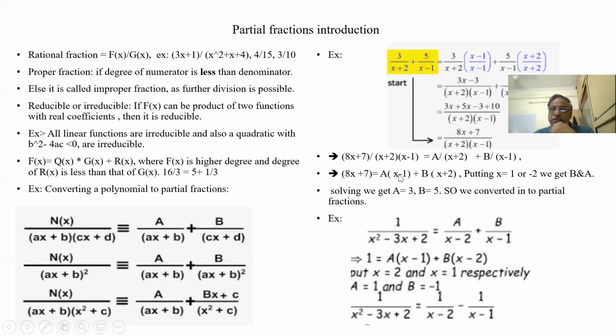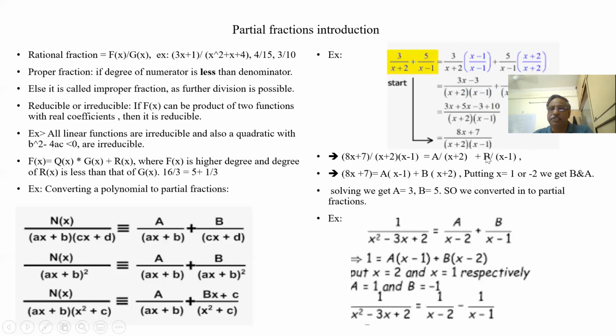If I put x as minus 2, B will be 0. So minus 2 minus 1 is minus 3, and 8 twos are 16: minus 16 plus 7 is minus 9, divided by minus 3, so A is 3. Both are minus, so that way we can get A and B. So what has it become? 3 by x plus 2 plus 5 by x minus 1. See here, 3 by x plus 2 plus 5 by x minus 1. So simple. Once I properly put this equation, my solving process is simple.